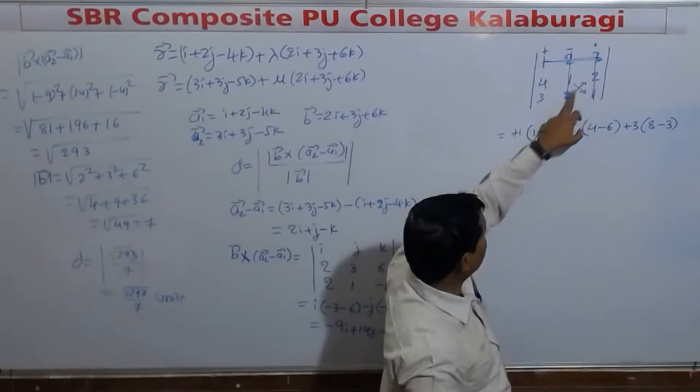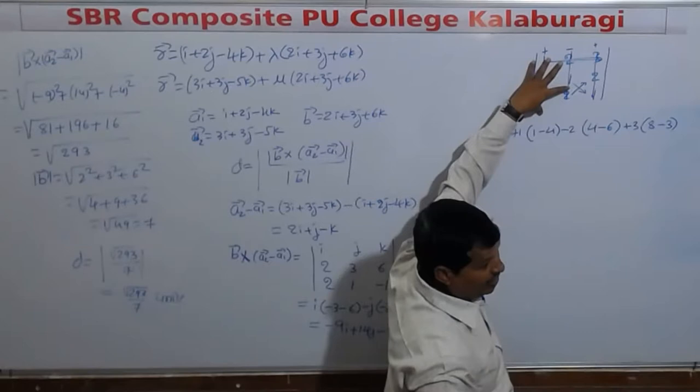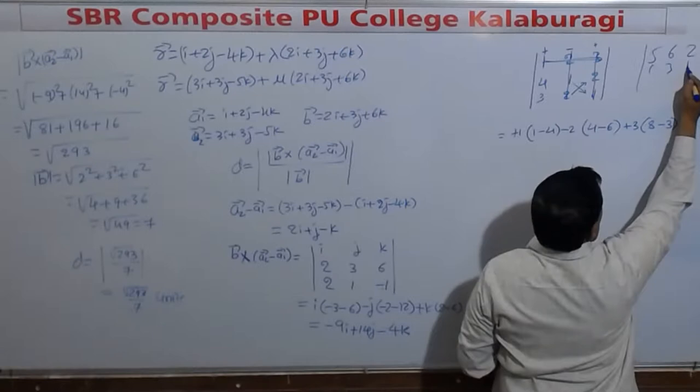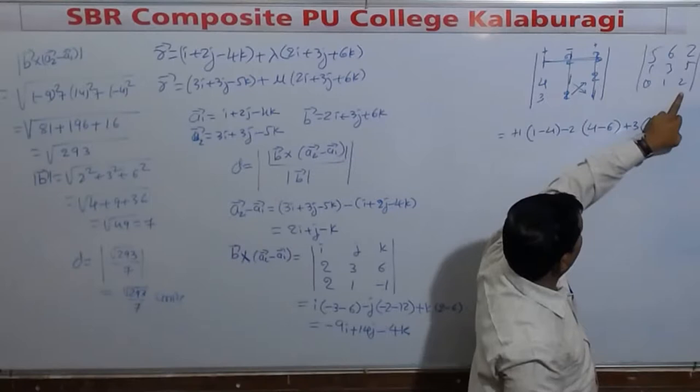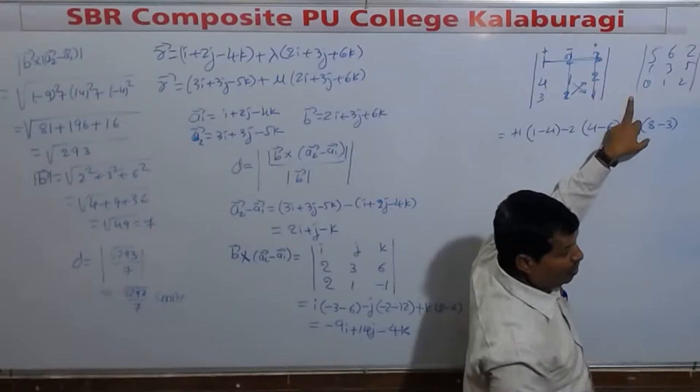You have to multiply these elements. These elements are called principal diagonal elements. These elements are called secondary diagonal elements. Because in the determinant 5, 6, 2, 1, 3, 5, 0, 1, 2, from the top left corner to the bottom right corner, the elements are called principal diagonal elements. From the top right corner to the bottom left corner, it is not a principal diagonal, it is called the secondary diagonal.